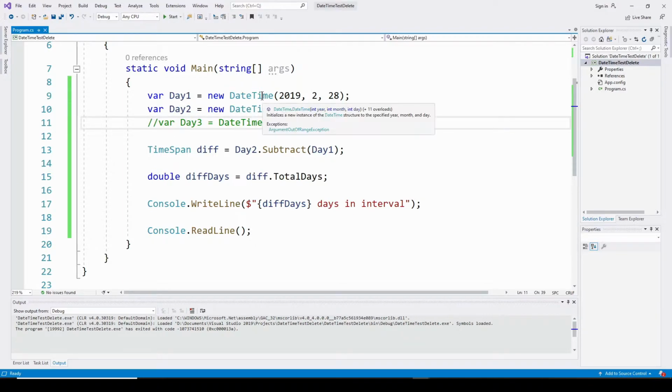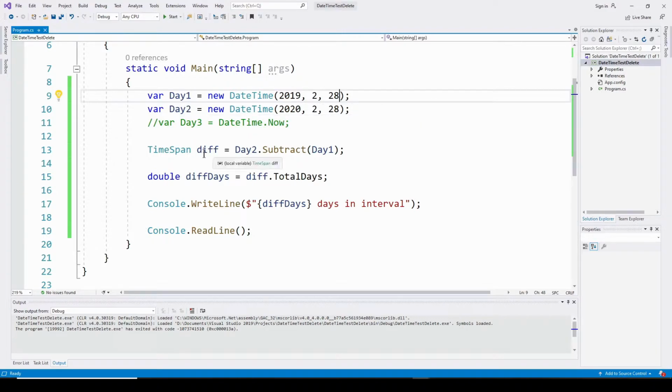Now, if you look at this DateTime structure, you can see there are 11 overloads. And what that tells me is I can get really detailed in how I specify a DateTime object. Here I'm just using it as a day, but I can add comma, hours, minutes, seconds to specify a specific time in that day. But here I'm just using the day itself.